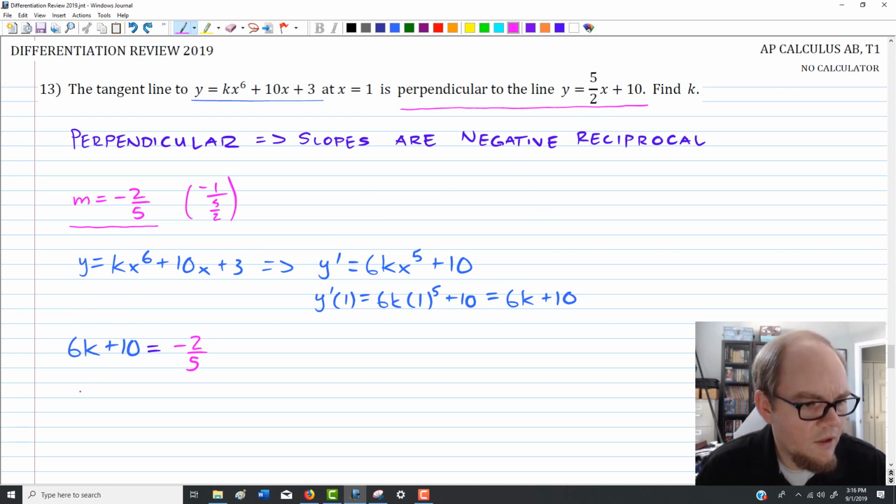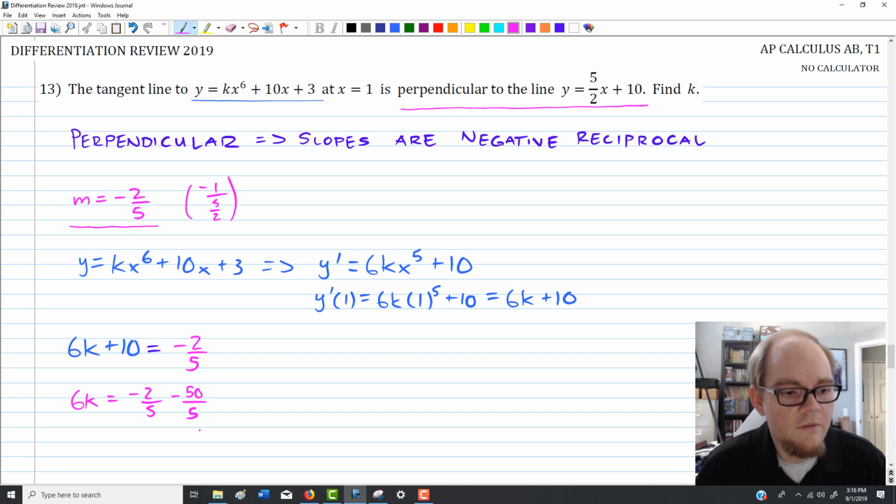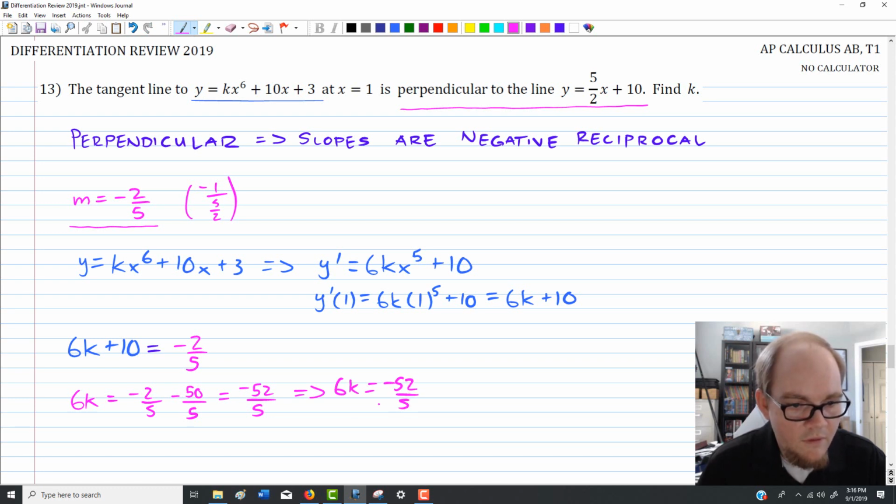So in here, solving, I'm going to write this as 6k equals negative 2/5 minus 10, but keep in mind 10 is the same thing as 50 over 5. So basically at that point, we get negative 52 divided by 5. And since 6k equals negative 52 over 5, we can divide both sides by 6, which is the same thing as multiplying by 1/6. When we do, we'll get k is equal to whatever this is.